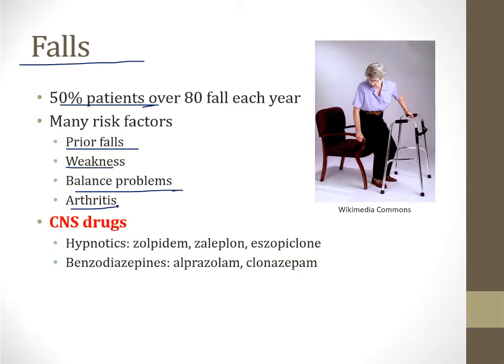And then a very high-yield risk factor to know about is certain drugs that affect the central nervous system. So hypnotics, which are drugs like zolpidem, zaleplon, or eszopiclone, are sometimes given to help people sleep, and they are associated with a higher rate of falls among the elderly. Also, benzodiazepines, drugs like alprazolam and clonazepam, are also associated with falls among the elderly. So in a board question, with an elderly patient taking one of these drugs who's having falls, the right answer may be to stop that medication. We generally try not to prescribe these to elderly patients because of the risk of falls.